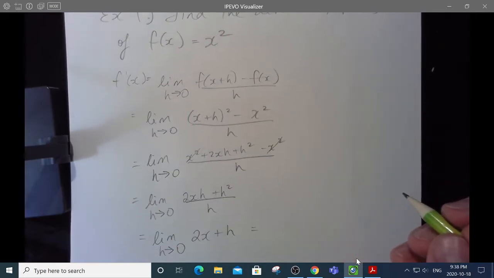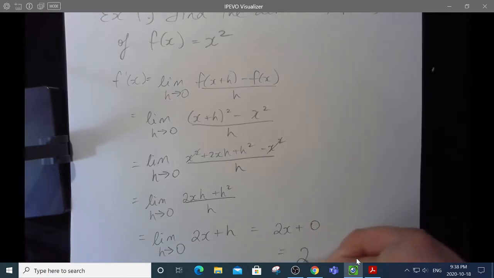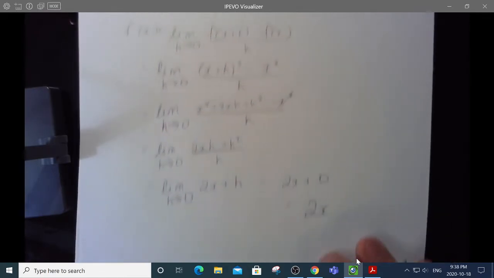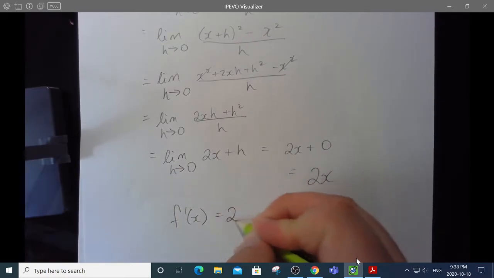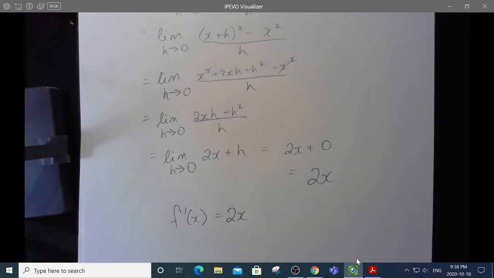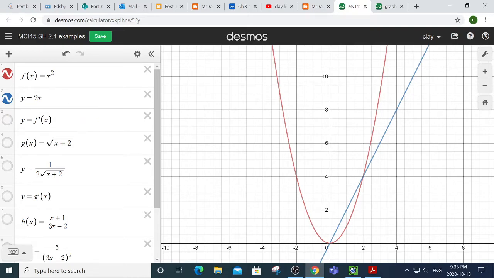Sorry, I'm off the screen. Now I can actually plug in my limit value, which is going to be 2x plus 0, which is equal to 2x. So I would say that f primed of x is equal to 2x. Interesting. So let's take a look again at Desmos. This time I'm going to look at this file. So there's the two things we just found out. We found out that f of x is equal to x squared becomes y equals 2x.